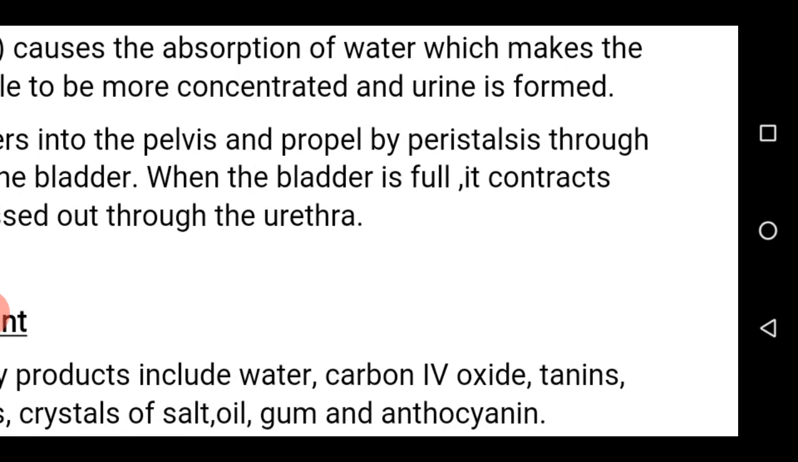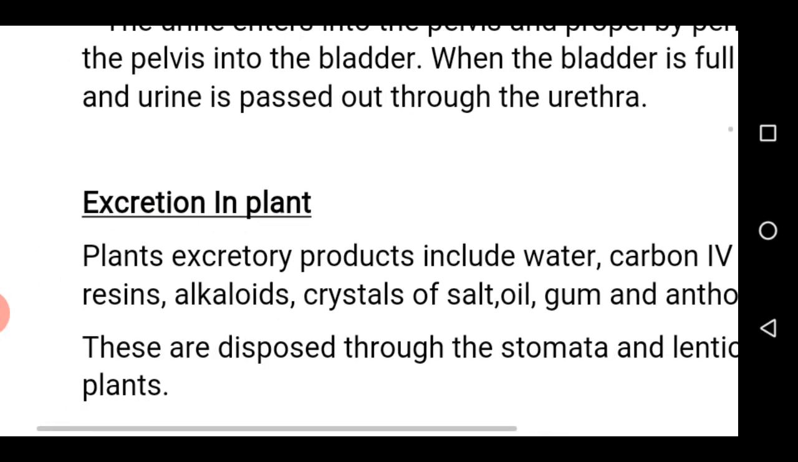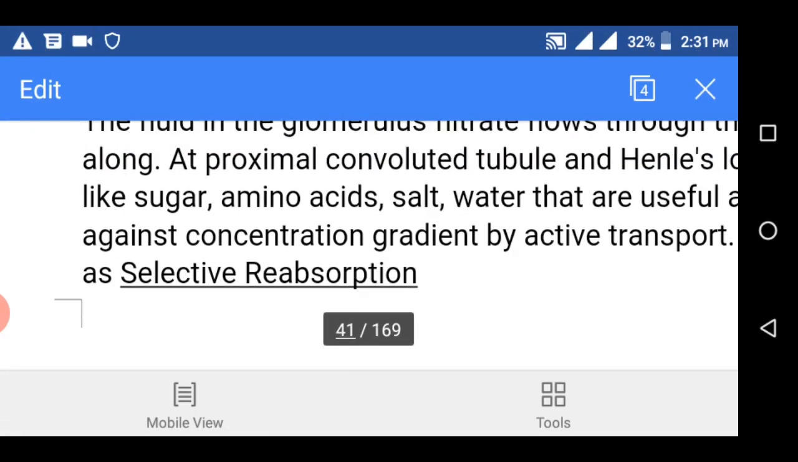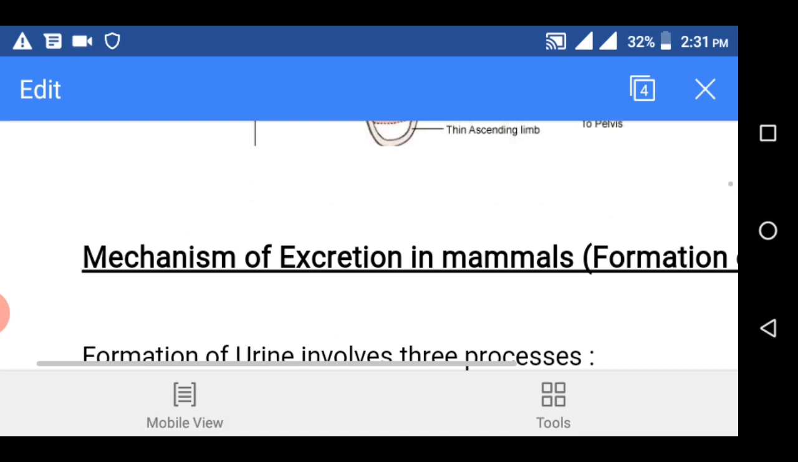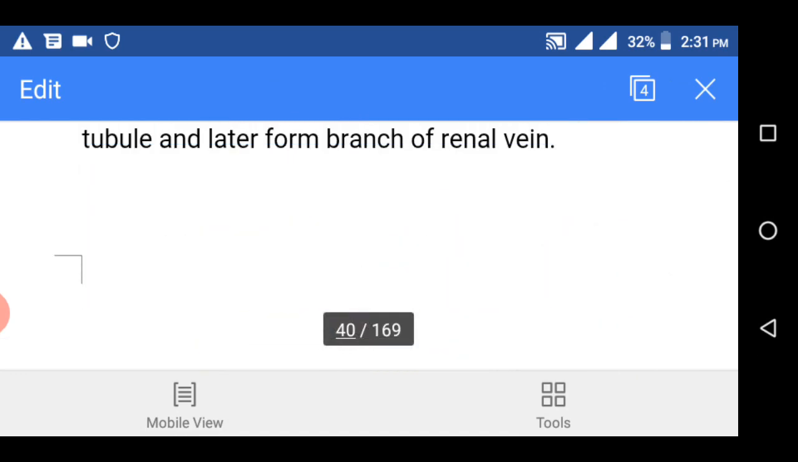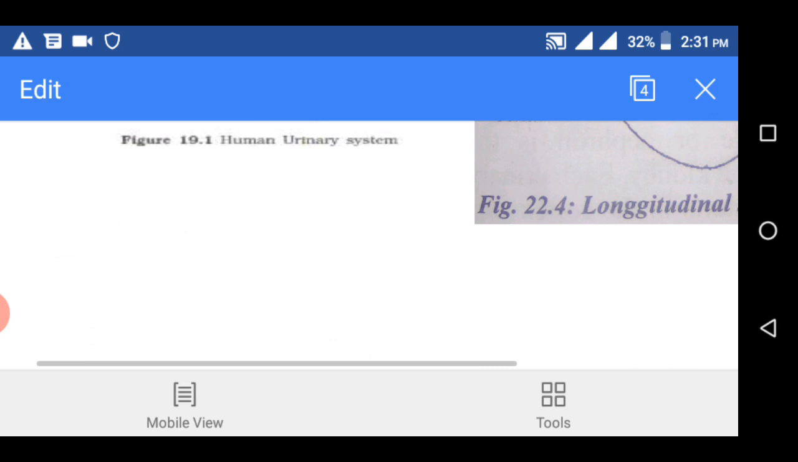When the bladder is full, the bladder will contract, and urine will pass out of the body through the urethra. Please, urethra, not ureter. Ureter joins kidney to the bladder, but urethra is an opening to the exterior, the opening of the bladder. It is a gate man.